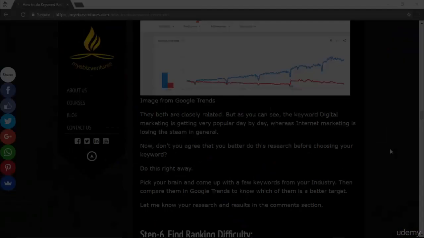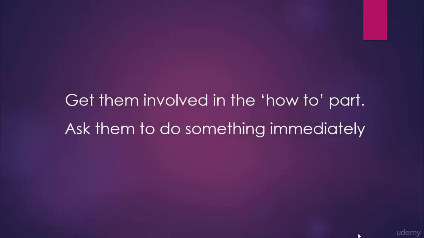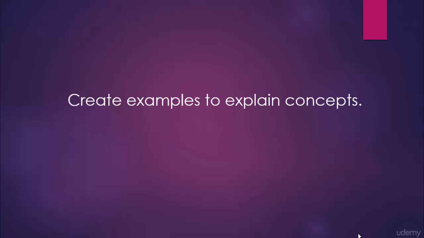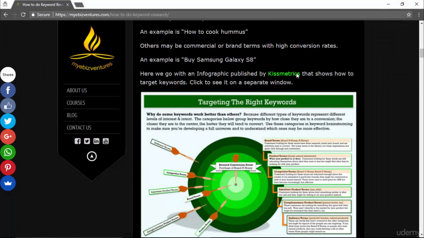You get them involved in the how-to part. Use visual content to explain your points. Use statistics with sources. This lends credibility to your content. And provide examples to explain abstract concepts. If you don't have time to create such detailed content with examples and images, curate the content and provide links to content that already does it somewhere else on the web.